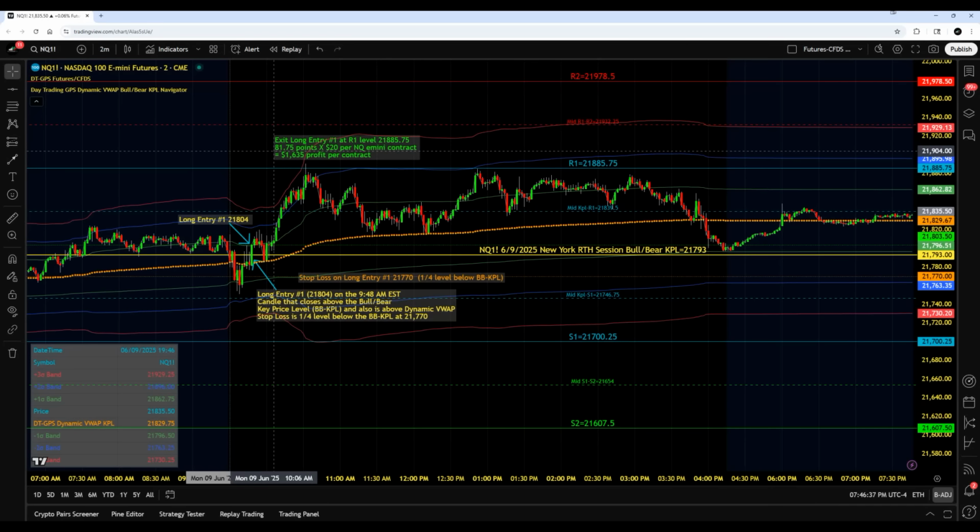That's 81.75 points times $20 per NQ E-mini contract equals $1,635 profit per contract. So if you're just a one contract trader, then that's $1,635. If you're trading multiple contracts, then if you're trading 3 contracts, that's roughly $5,000.